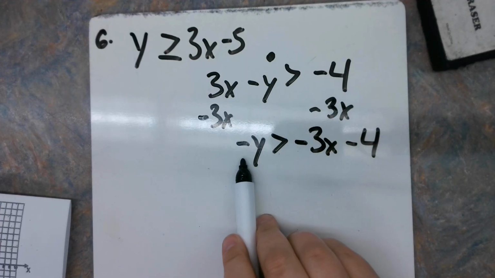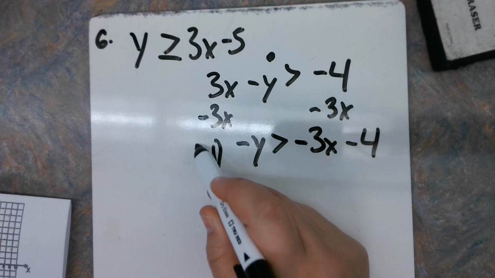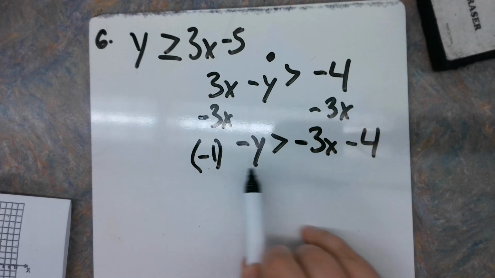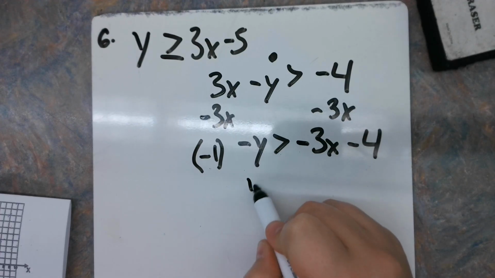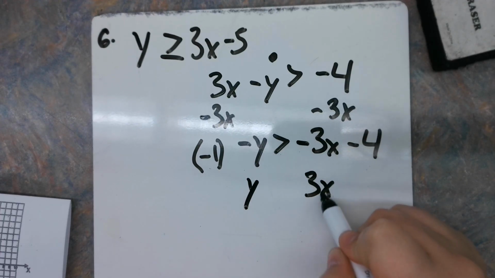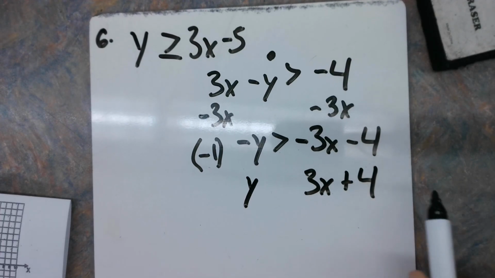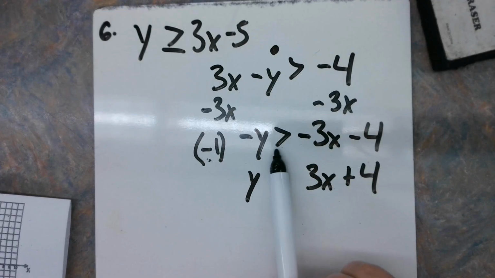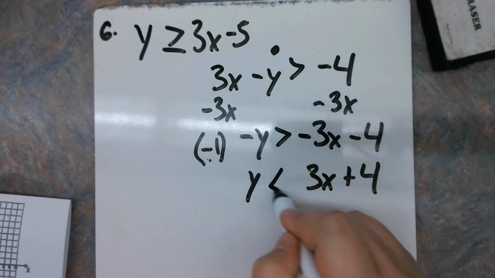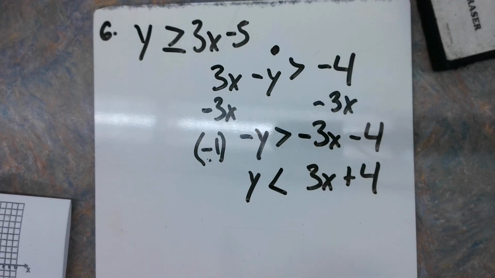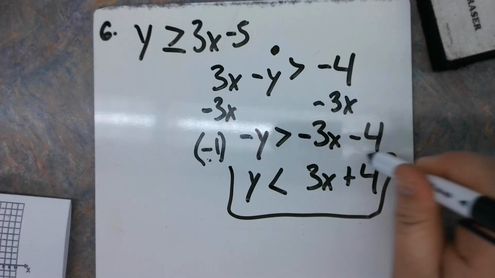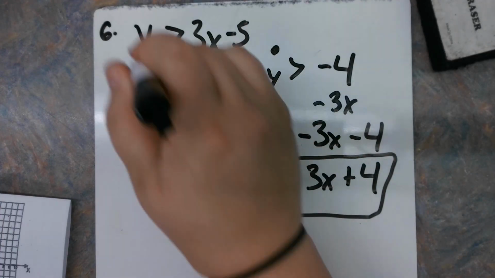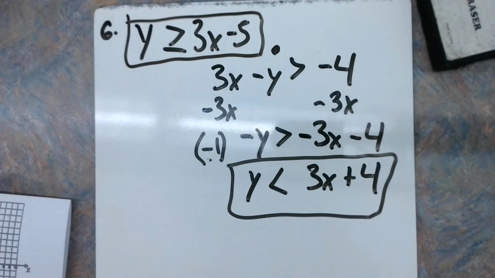I can't have a negative y, so I'm going to multiply by negative 1. That flips all my negatives to positives. So I have a positive y, a positive 3x, and a positive 4. However, do not forget that when you multiply or divide by a negative, your inequality sign flips. Do not forget that rule. So this is the line I'm going to be graphing, and this is the line I'm going to be graphing.